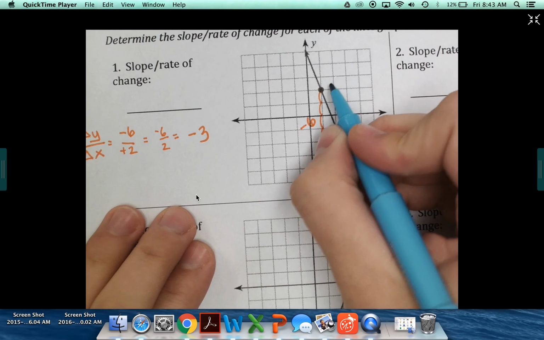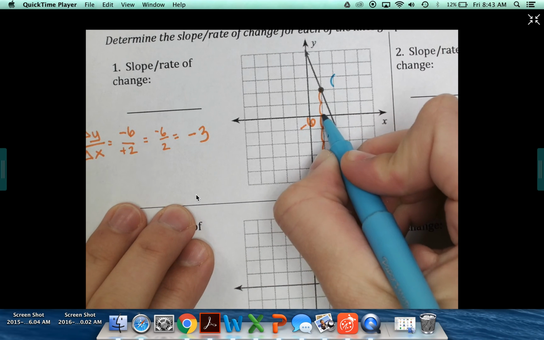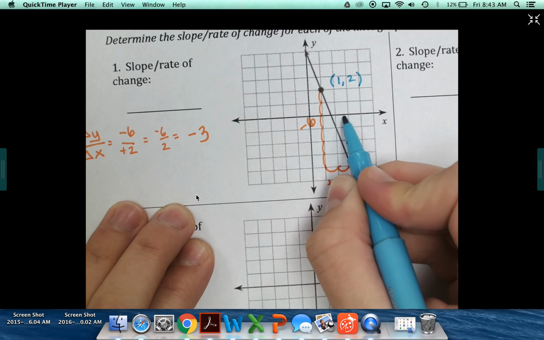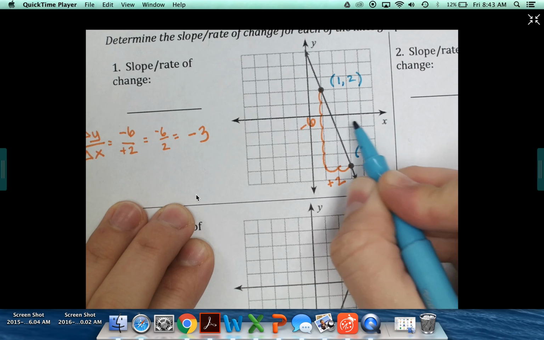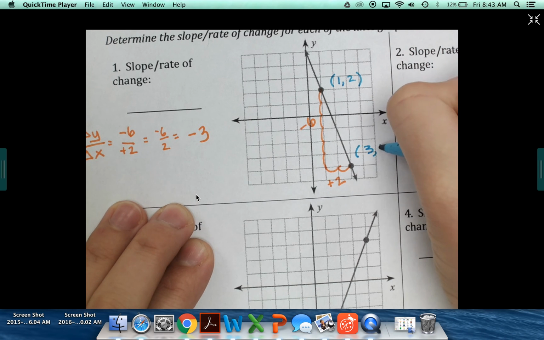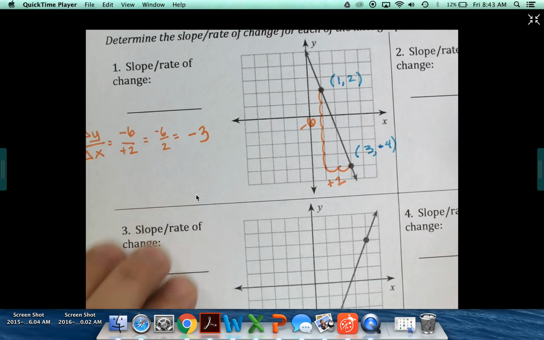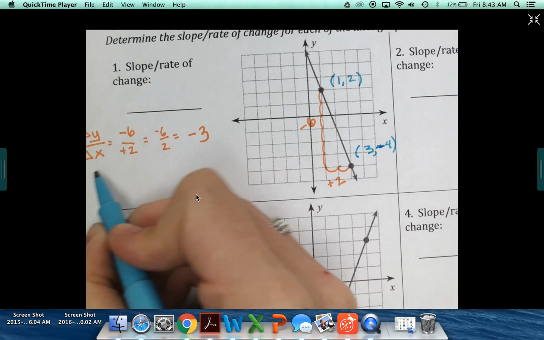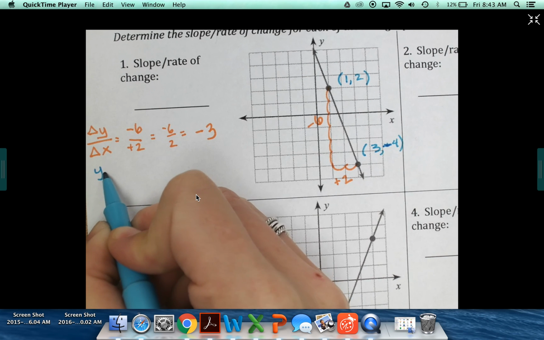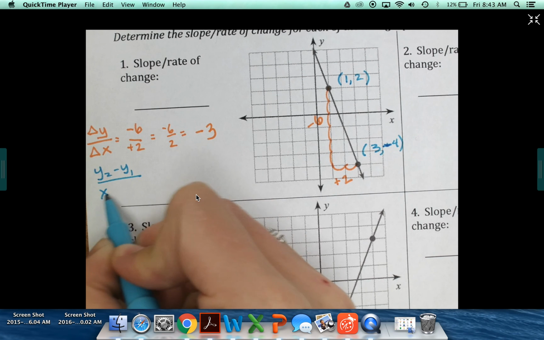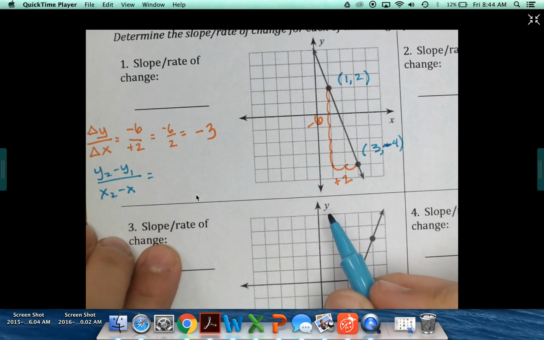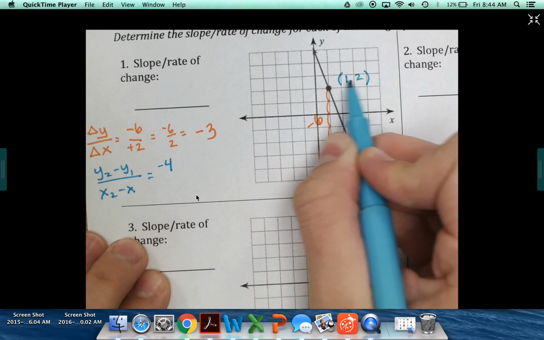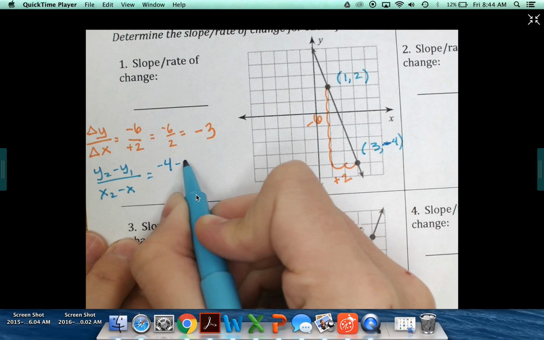Okay, so my first point right here was at 1, 2. My second point down here was at 3, negative 4. Okay, that's a negative. It was at 3, negative 4. So if I used this formula that I gave you guys, my difference in my y's over the difference in my x's, okay, I could take this second y value, which was negative 4, minus the 2.